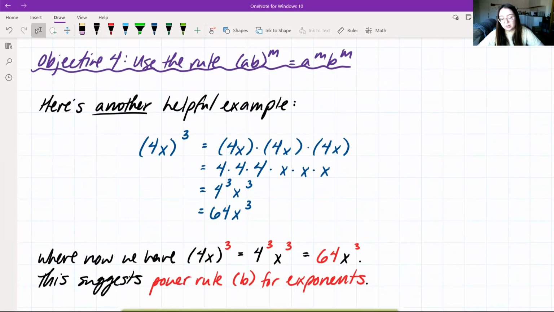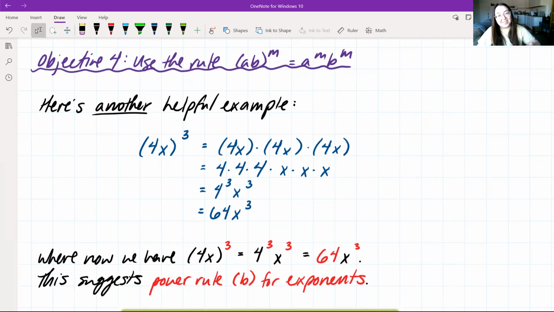Now, objective 4, we want to use the rule a times b to the power of m is equal to a to the power of m times b to the power of m. So now if we have two separate bases, or two numbers within our base, raised to an exponent, we can separate out those two terms in our base by our exponent. So we would distribute that exponent to both numbers in our base.